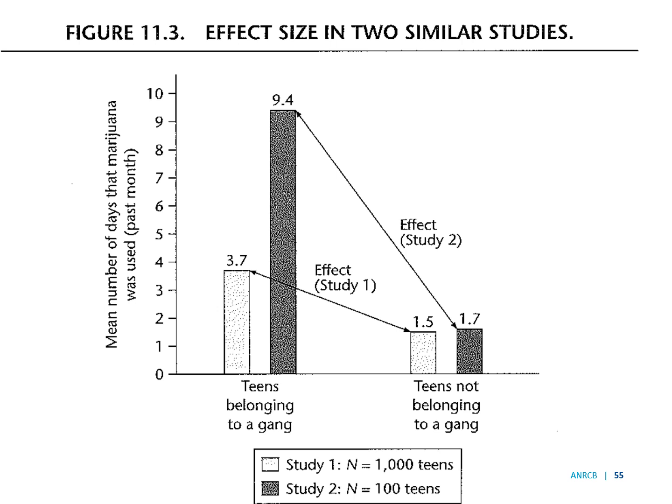And this graph demonstrates how effect size can be affected by sample size. In the first study, with a sample of 1,000, a smaller difference was found between teens belonging to a gang and those not belonging to a gang in mean number of days that they used marijuana. In the second study, which was 1/10 the size of the first, with only 100 teens, a large effect size was found.